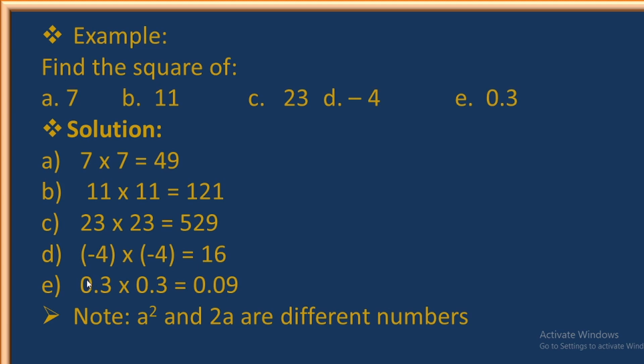So the last one, 0.3 times 0.3 is the square of 0.3, which is equivalent to 0.09. In this case, the number of digits after the decimal point in the product is 2, because when you count the number of digits in each multiplicand, there is 1 and 1. So the digits after the decimal point in the result must be equivalent to the sum of the number of digits in each multiplicand, which is 2.